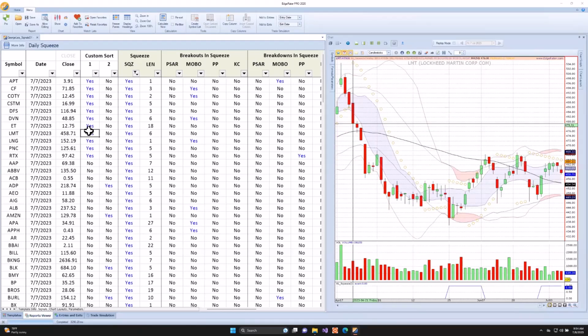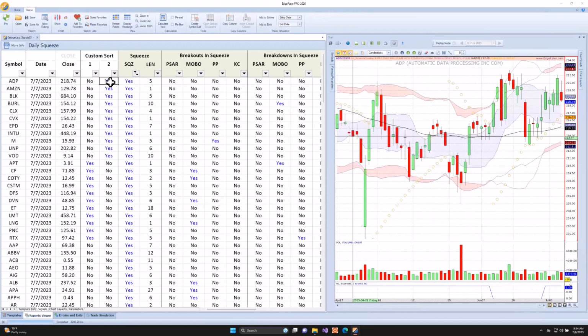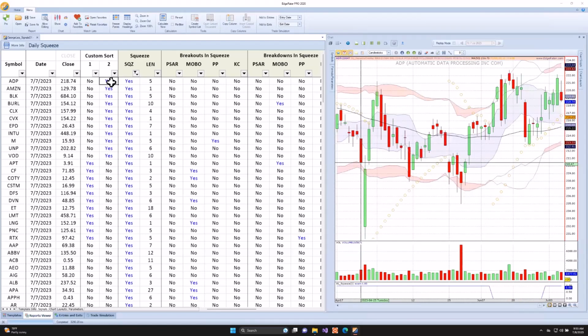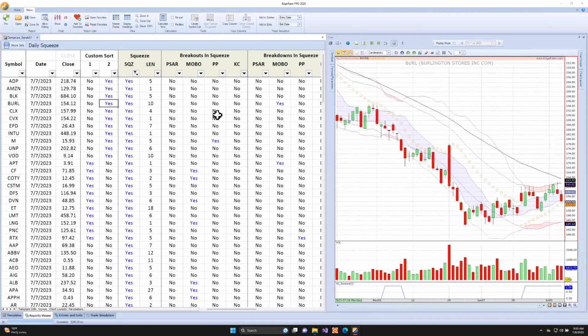Okay. The other sort, custom sort 2, is for the opposite side of the squeeze. The first one was where the PSAR was above, and now sort number 2 is where PSAR is below, and this is within 2% of the lower PSAR. So for instance, down here, Burlington Stores is within 2% of the PSAR. It would be quite easy for that to generate a PSAR flip on Monday. It could indicate an entry, a short side entry.